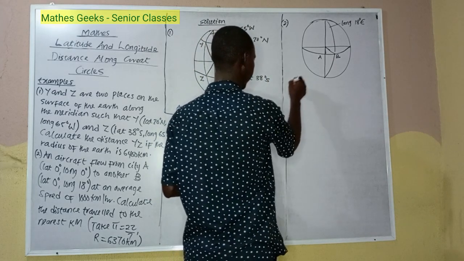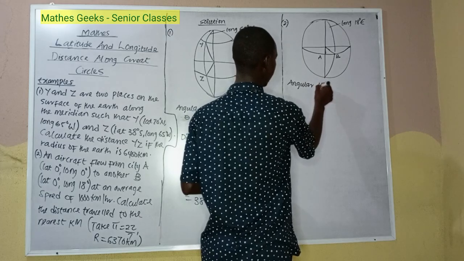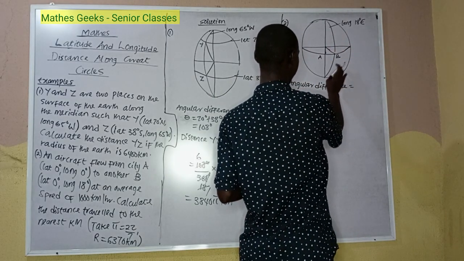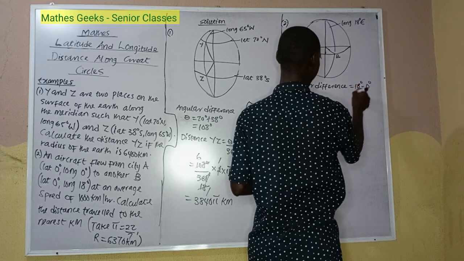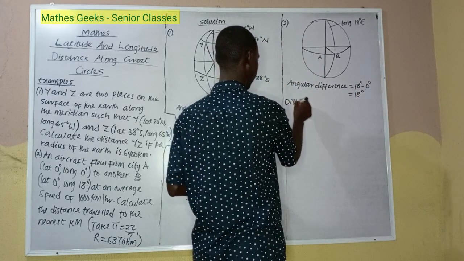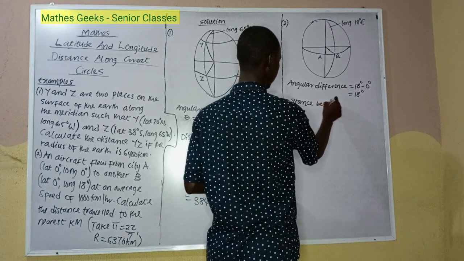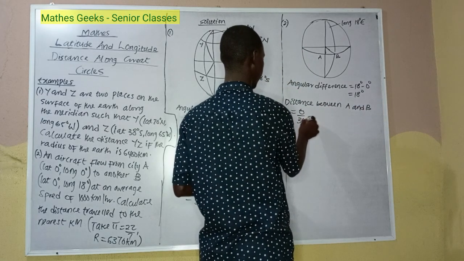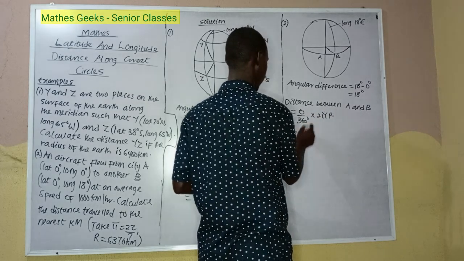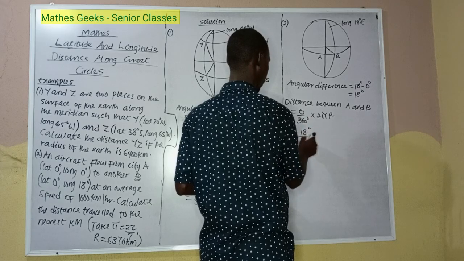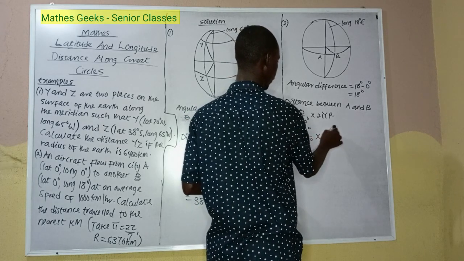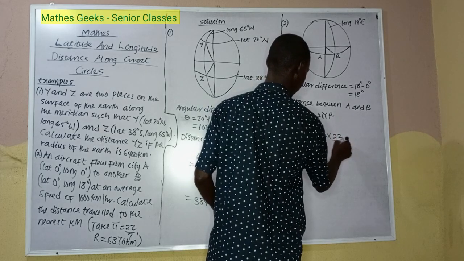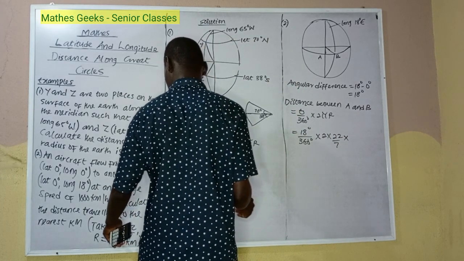Alright, so the angular difference is equal to, since both of them are on the same hemisphere, we're going to have 18 degrees minus 0 degrees, which is equal to 18 degrees. So the distance between A and B is equal to theta over 360 degrees times 2 pi r. Theta here is the angular difference, 18 degrees over 360 degrees times 2 times pi. We should be taking pi as 22 over 7, and the radius of the earth is 6,370 kilometers.